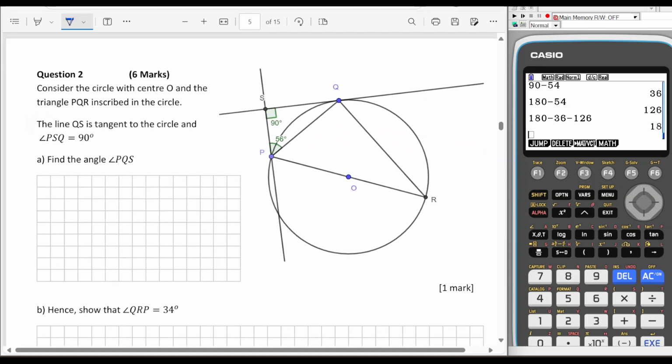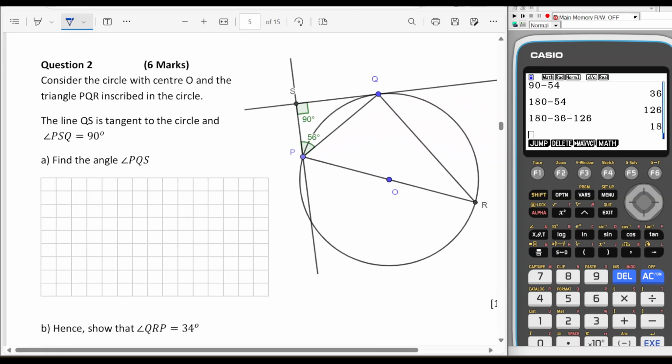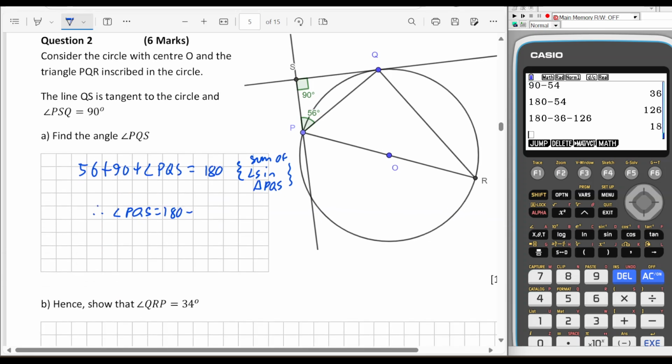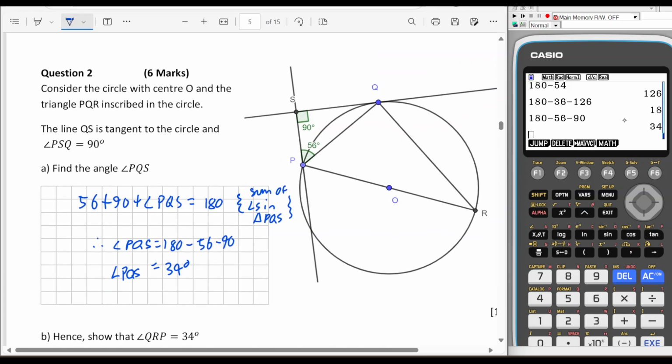All right. Find the angle PQS. 56 plus 90 plus the angle PQS should all equal 180 degrees. Now this is sum of angles in the triangle PQS. Therefore, angle PQS would be 180 take 56 take 90. We can work out what that is. 34. Okay, so I might mark this on the diagram there. That is 34 degrees.